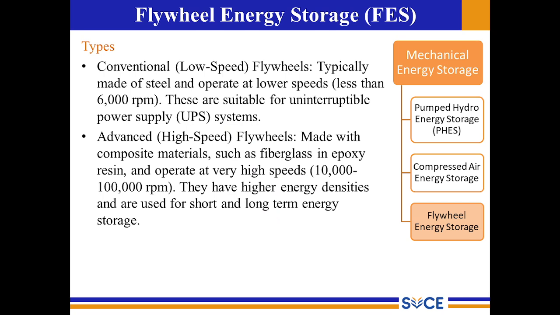So there are two types. One is your low speed and your high speed. Low speed operates at a relatively lower RPM of 6000 RPM. High speed operates at RPMs of 10,000 to 100,000 RPM.